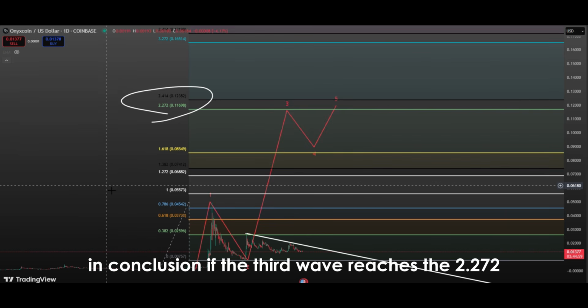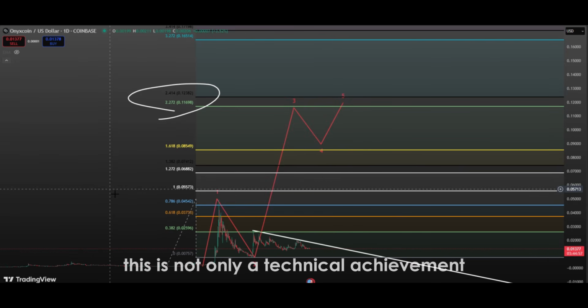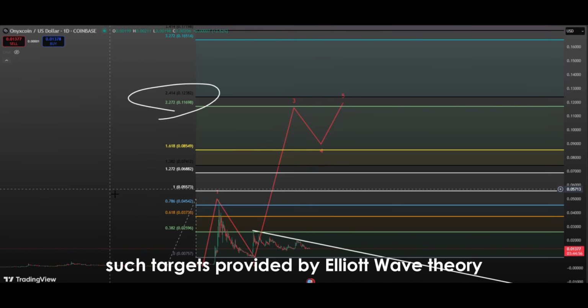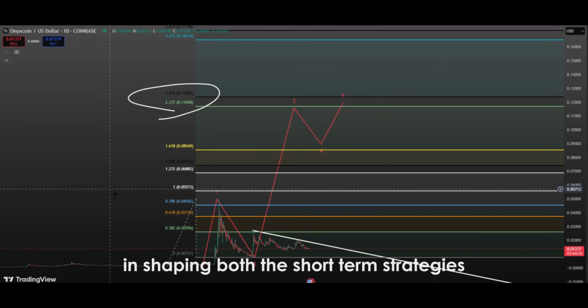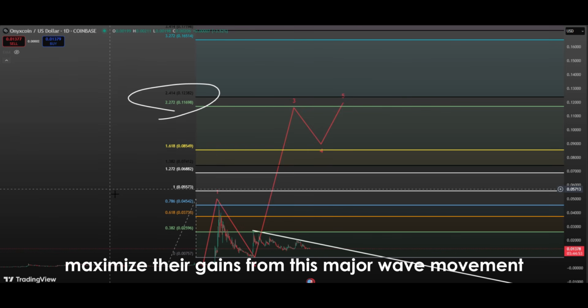In conclusion, if the third wave reaches the 2.272 Fibonacci extension level and carries the price to 11 cents, this is not only a technical achievement, but also proof of the market's structural strength. Such targets provided by Elliott wave theory play a critical role in shaping both the short-term strategies and long-term plans of investors. In such a scenario, patient investors can maximize their gains from this major wave movement.